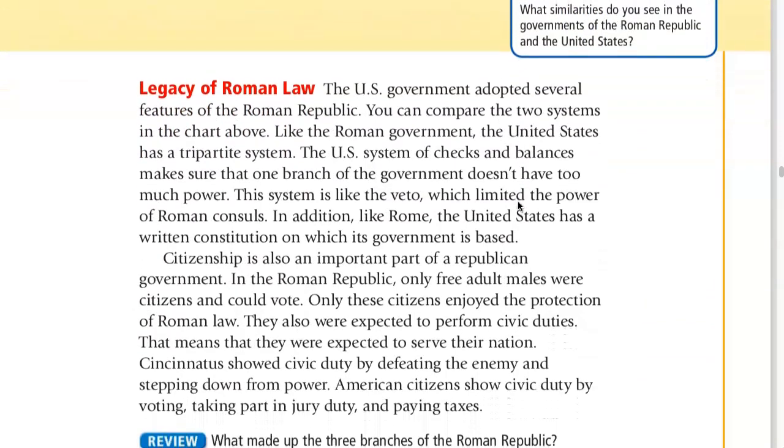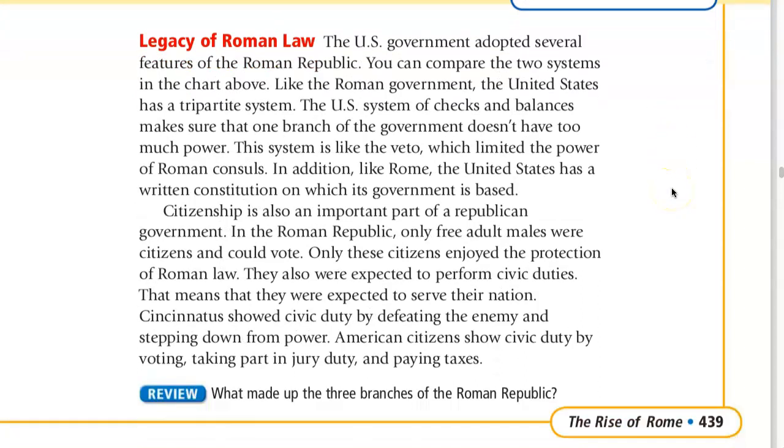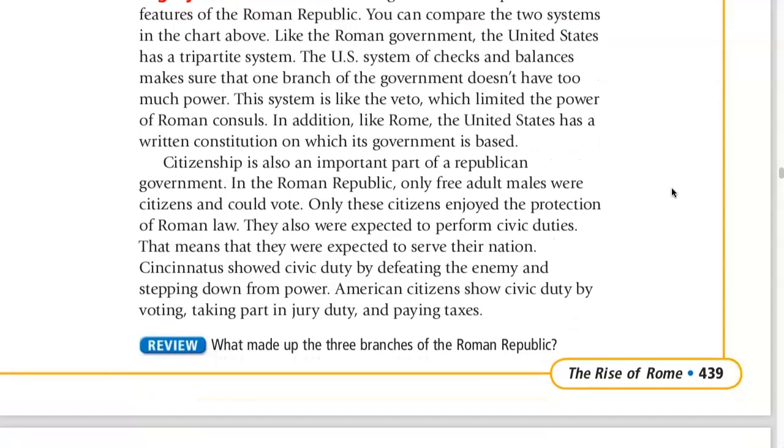Legacy of Roman law, you should have an idea. The U.S. government adopted several features of the Roman Republic. You can compare the 2 systems in the chart above. Like the Roman government, the United States has a tripartite system. The U.S. system of checks and balances makes sure that one branch of the government doesn't have too much power. This system is like the veto, which limited the power of Roman consuls. In addition, like Rome, the United States has a written constitution on which its government is based.